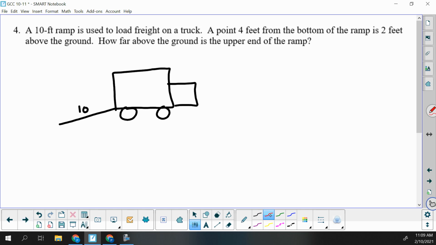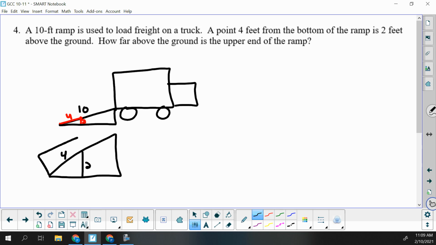So here's the bottom of our ramp. Let's pick a point here, and we'll label that length as 4. And that's 2 feet from the ground, they're saying. So to make our picture a little bigger, what we know so far is that is 4, that's 2, and we know this is 10. And this should be a right angle in each of these because we are going straight up.